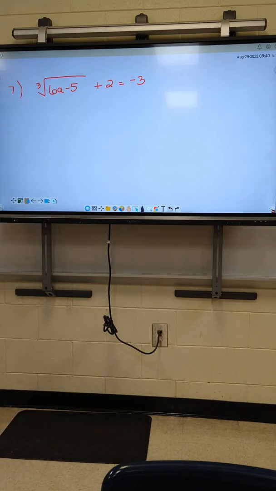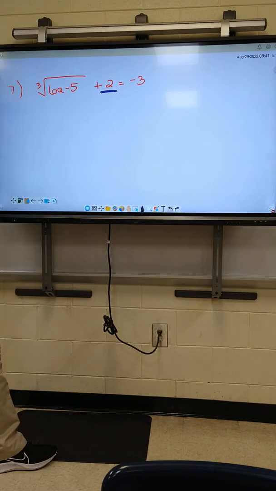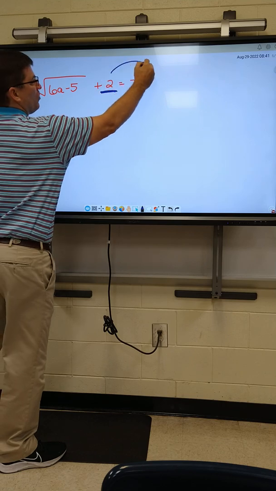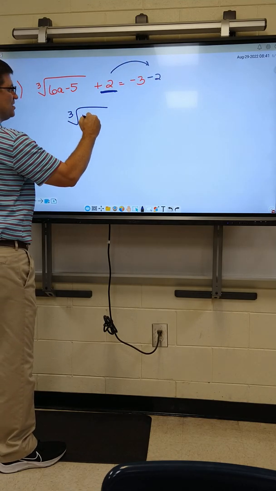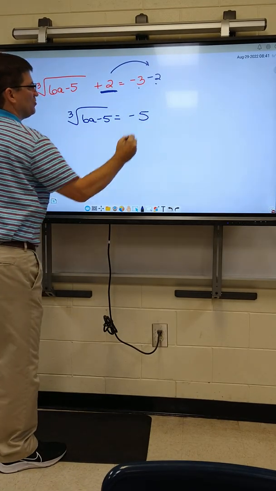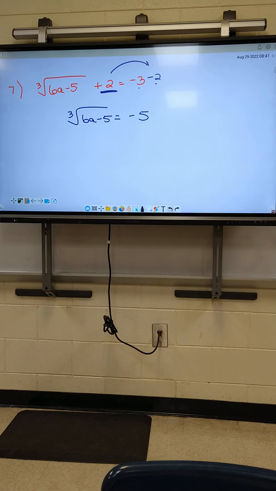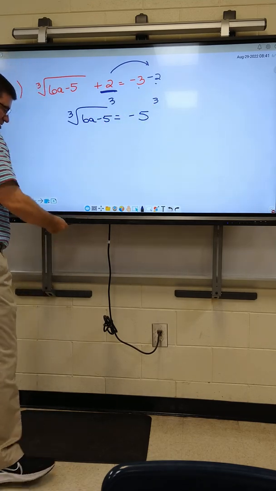Anybody want to guess? Y'all see how this number 2 is not inside the root symbol? So we got to move it over here, make it a minus 2. That's going to give us 6a minus 5 equals, add them up, that's negative 5. You got to do that first before you can cube both sides. All right, so now I cube this side and I cube this side. See what y'all can do.